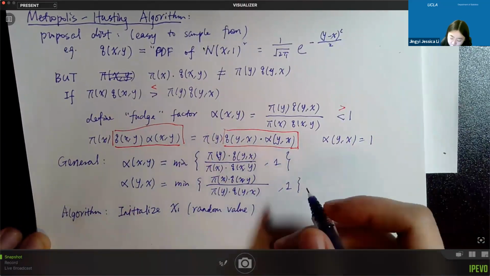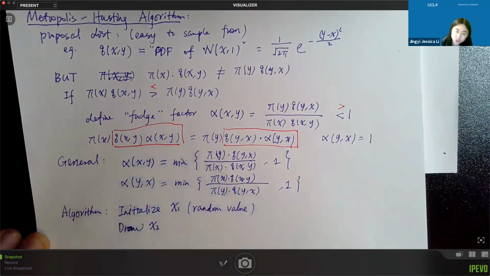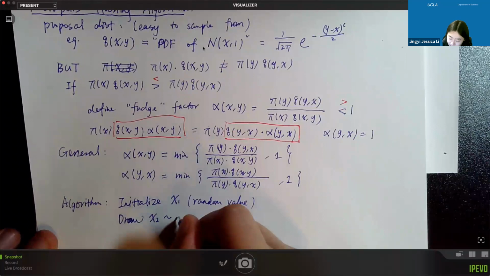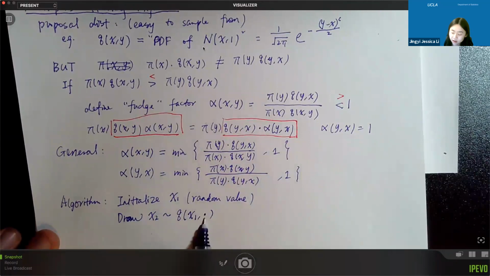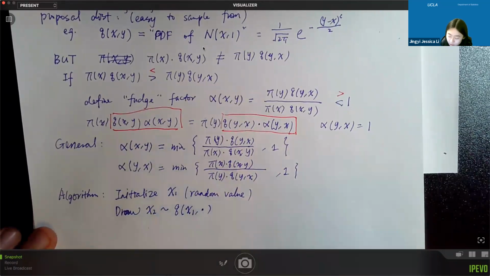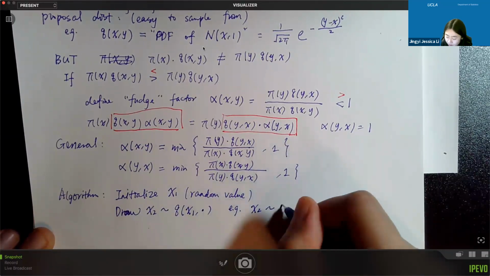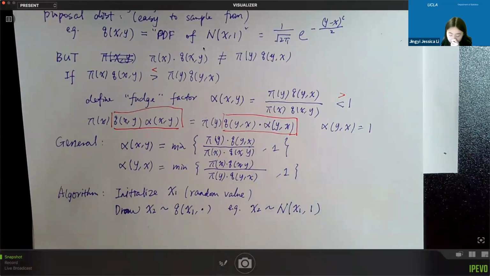Okay, and then we draw x2, the realization of the second variable in the Markov chain, by following this density q(x1, ·). The dot means that this is the argument, this is the density we want to draw from. So for example, I can say my x2 is just drawn from a normal distribution with x1 as the mean, 1 as the standard deviation, the example we gave above. Now with this x2, we want to decide whether we want to keep it or not.